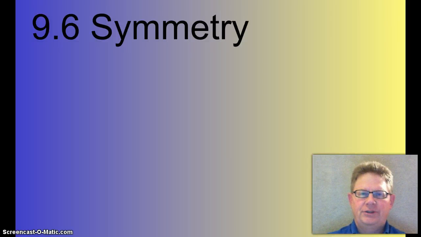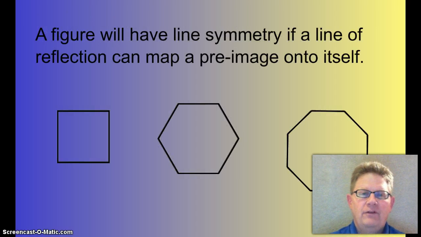Welcome to Honors Geometry, lesson 9.6, which has to do with identifying symmetry. And there are two symmetries we'll talk about. Actually, one symmetry we have already talked about when we were in the section of reflections, and that was line symmetry. A figure will have line symmetry if a line of reflection can map a pre-image onto itself.